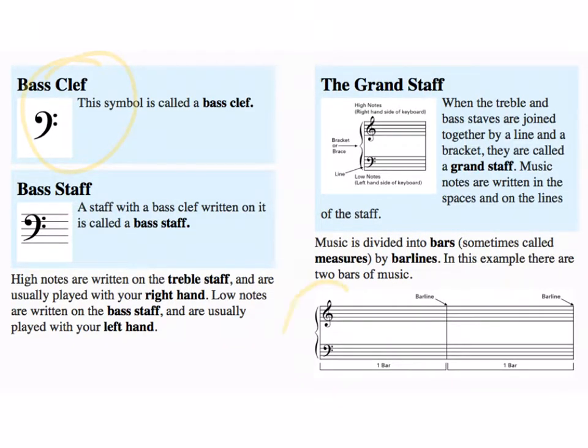So down here, you can see I've got my treble and my bass clef. We are going to focus just on the treble clef. And here you can see it says bar and a bar line. So this is how I divide my music, and I know how to count.